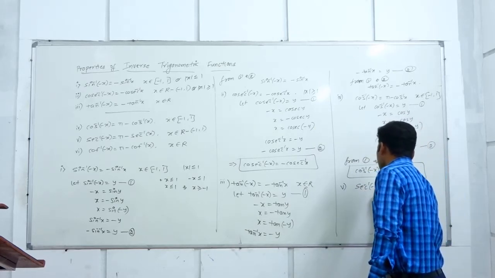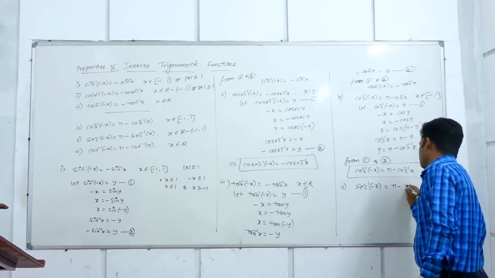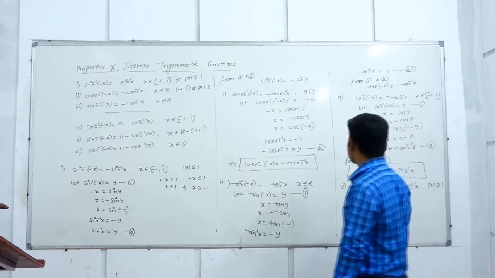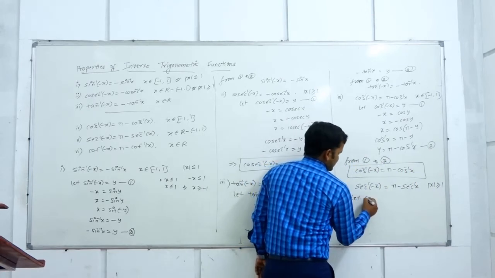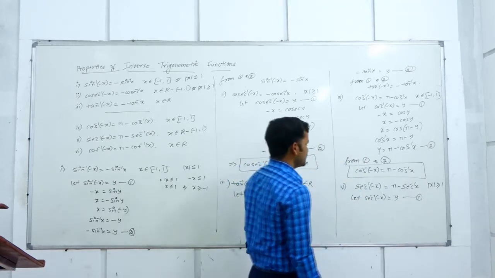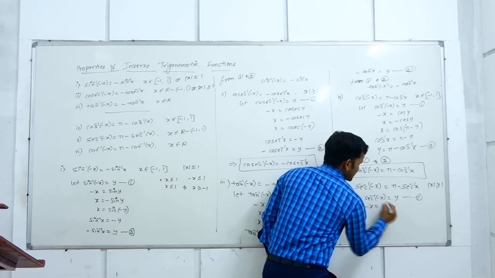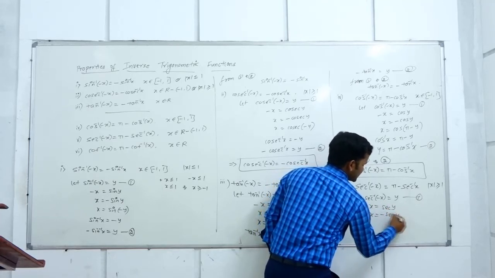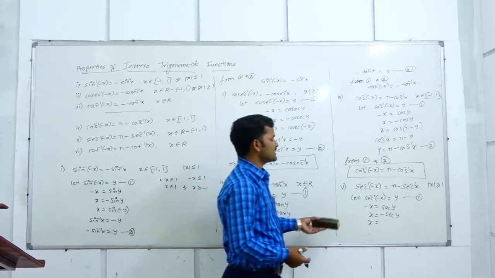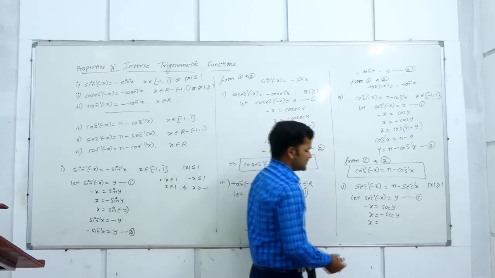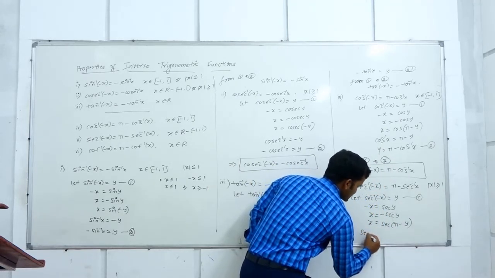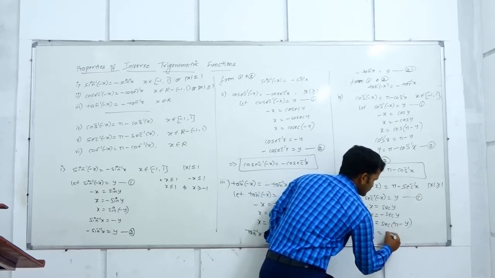We are going to prove secant inverse of minus x is equal to pi minus secant inverse of x. This is valid when modulus of x is greater than or equal to 1. Secant inverse of minus x is equal to y, I am naming this equation as 1. Minus x is equal to secant y, x is equal to minus secant y. Then again, the secant function is also an even function, we can't write secant of minus y. We need to do the same thing as we did in cos. Secant of pi minus y. According to the definition of inverse trigonometric functions, this becomes secant inverse of x is equal to pi minus y.